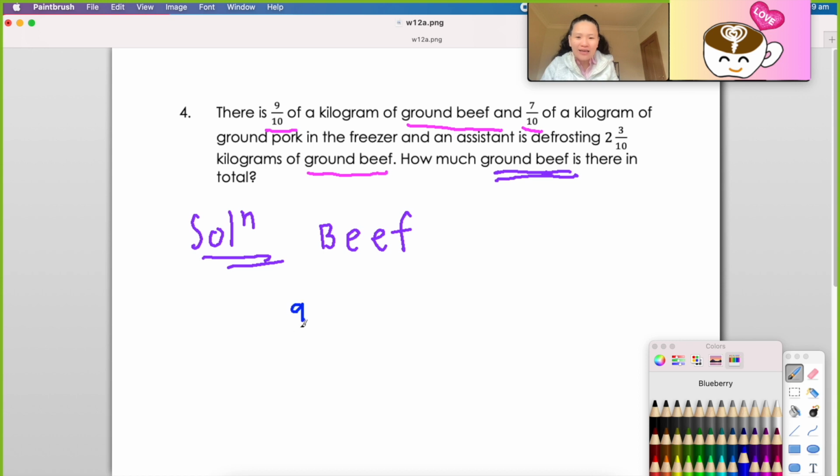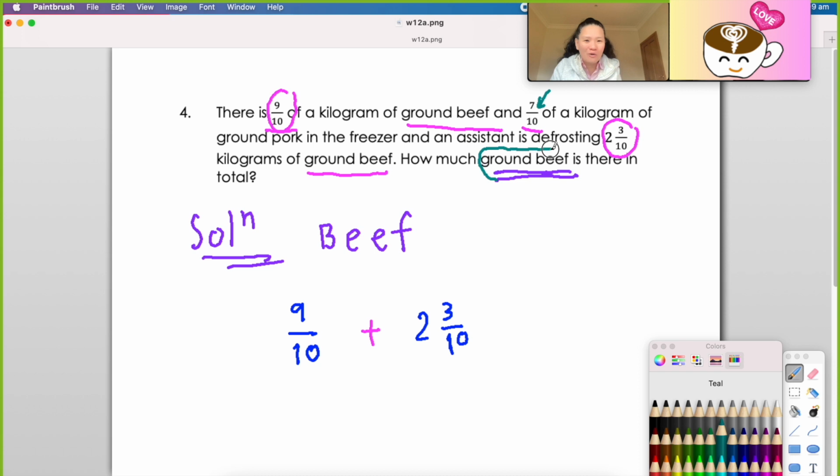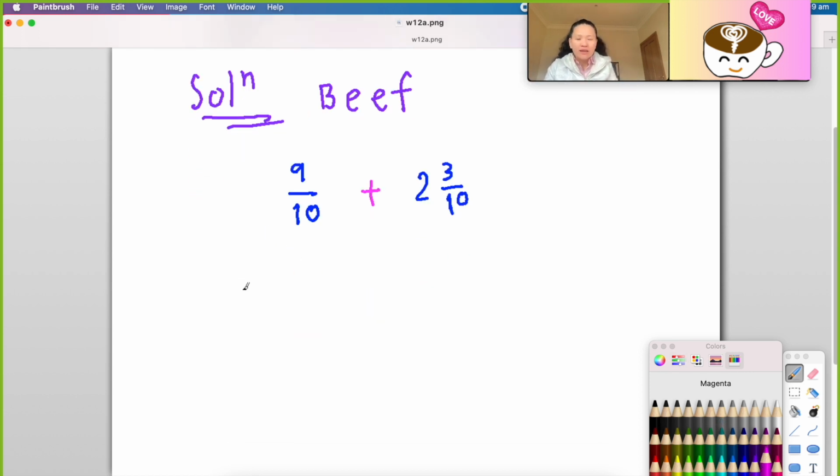We have 9 out of 10. And then we plus defrosting more. So that means we plus 2 and 3 out of 10. We use only these two numbers, 9 out of 10 and 2 and 3 out of 10. Does that make sense? Why don't we use 7 out of 10? Because, read the question again. They want you to find out about ground beef, not pork. So we use only beef here. This one is beef, this one is beef. Does that make sense?